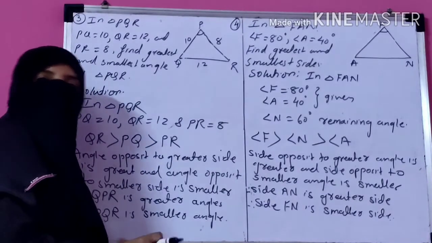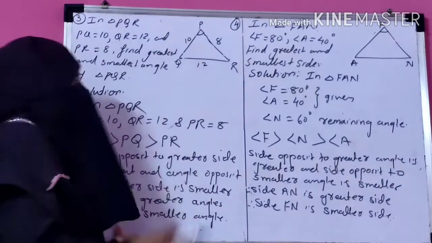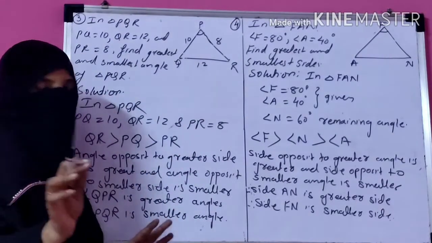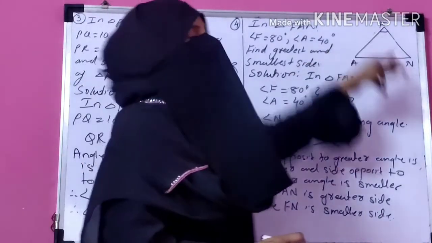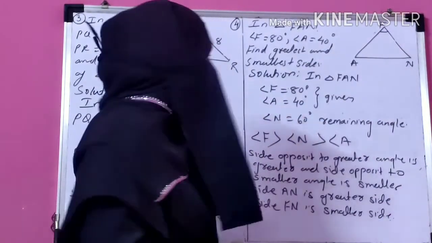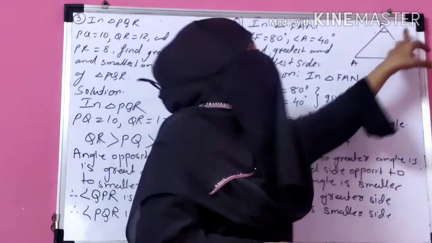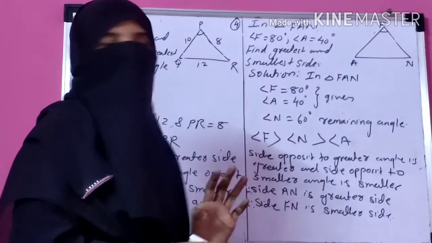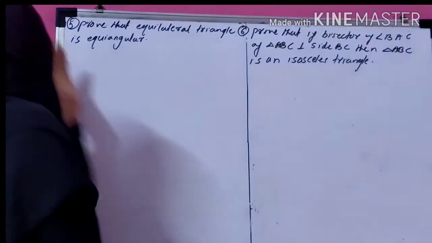If a side of a triangle is greater then the angle opposite to the greater side is greater. If the side is smaller then the angle opposite to the smaller side is smaller. And vice versa, if the angle is greater then the side opposite to the greater angle is greater, and if the angle is smaller then the side opposite to the smaller angle is smaller. Got it? Questions number 3 and 4 are based on this property. Easy. Next is question number 5.